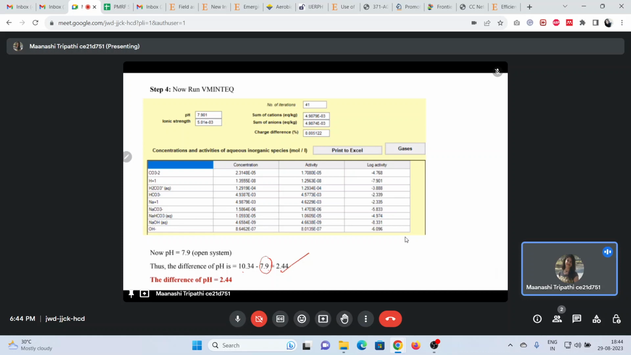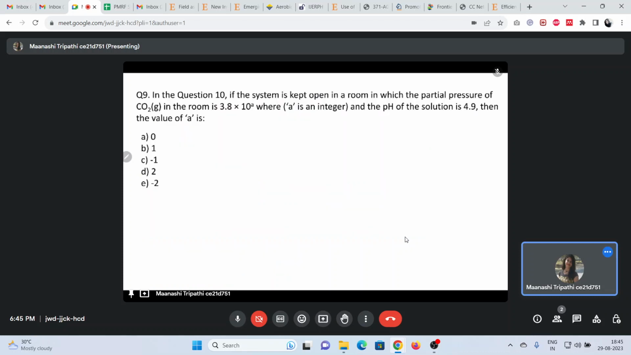And most common systems are open systems only. If you are talking about any natural system, it is an open system only. So the carbonic acid effect or carbon dioxide effect will always be there in an open system.